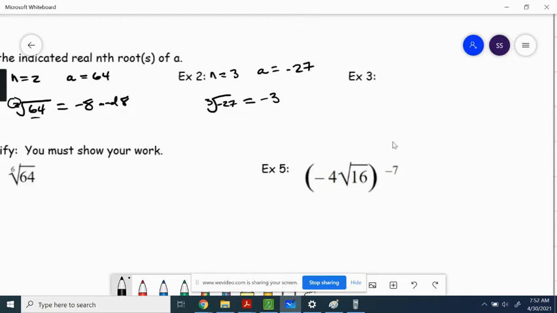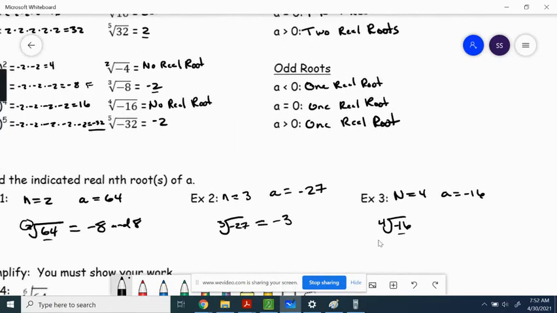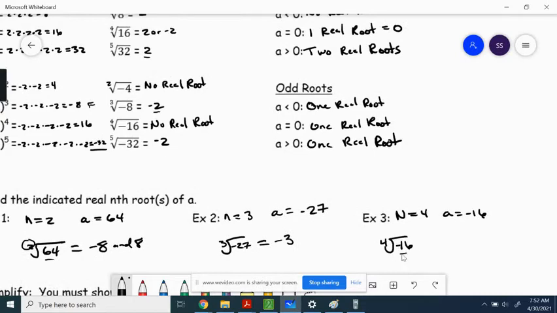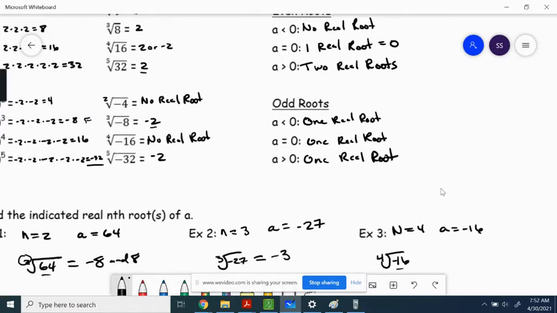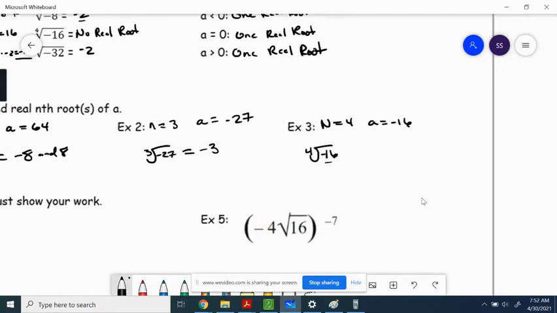All right, example 3, how about n equal to 4 and a equal to -16. There we go, that's set up. So the a value is -16, which is less than 0, and it is an even root. 4 is an even number, so that means there's going to be no real root for this one.